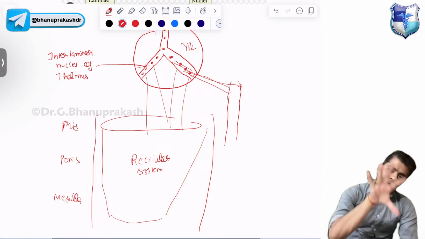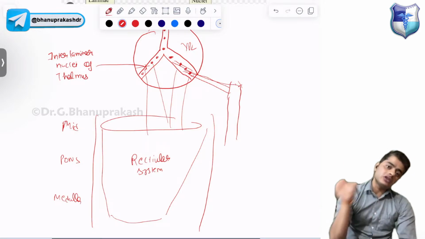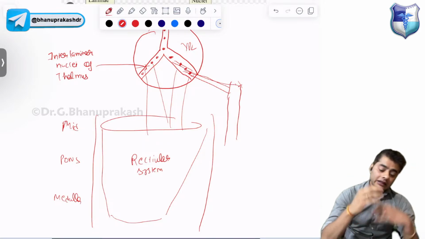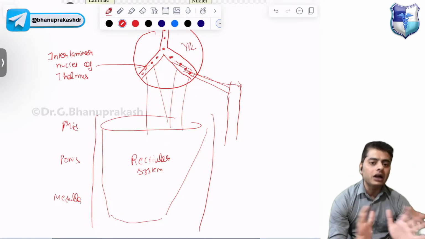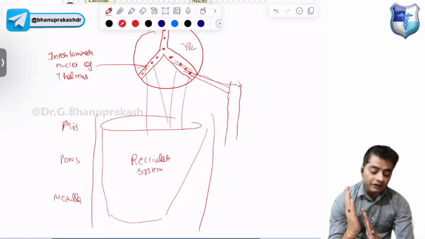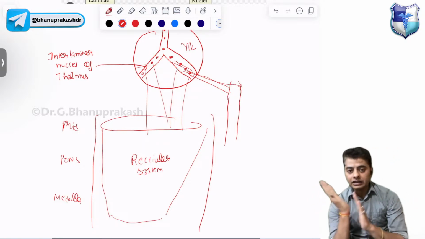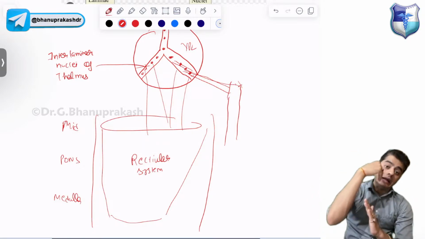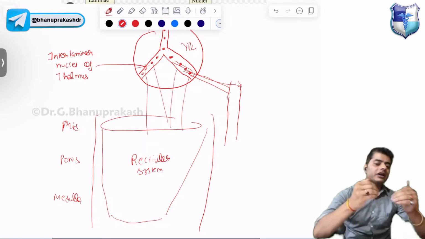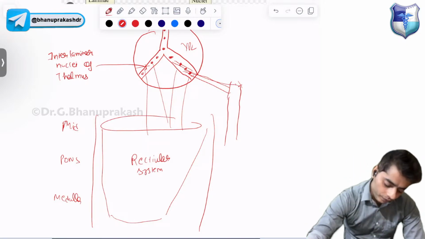It also has a connection with the interlaminar nucleus of the thalamus, and the reticular system also has a connection with the interlaminar nucleus of the thalamus. That's how pain gets amplified, because there are two connections. One is with the reticular system and the other is with the interlaminar nucleus of the thalamus. And the interlaminar nucleus of the thalamus also has a connection with the reticular system.